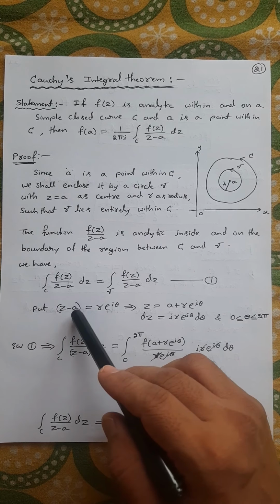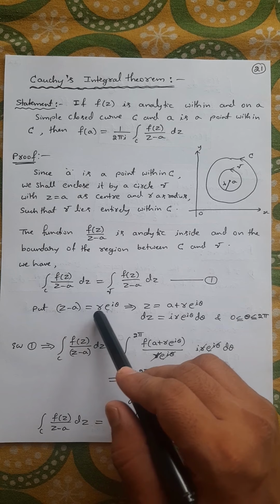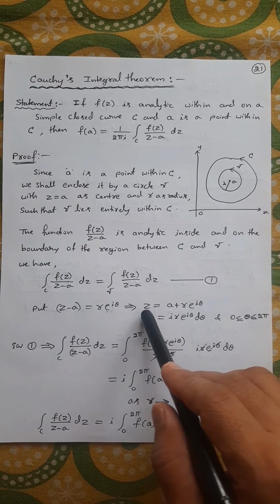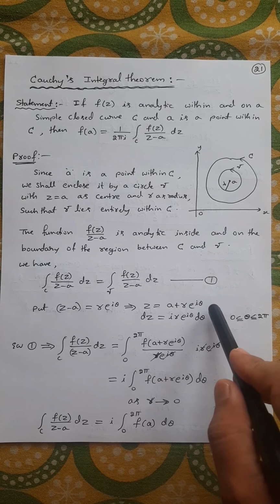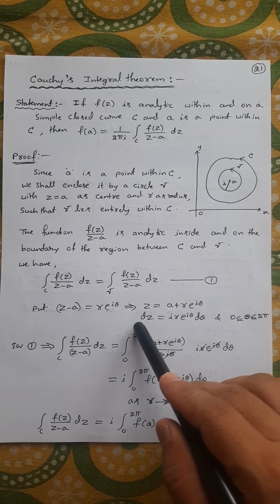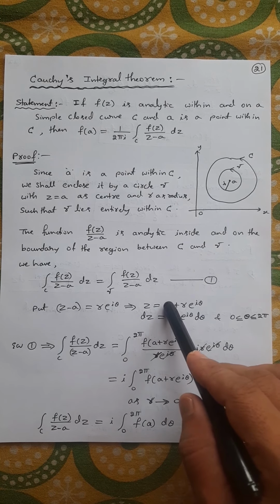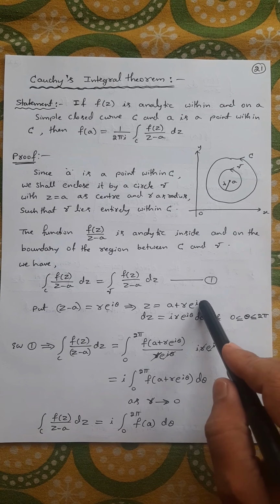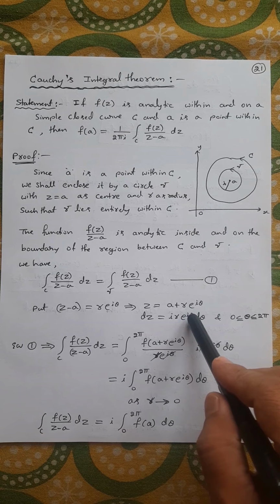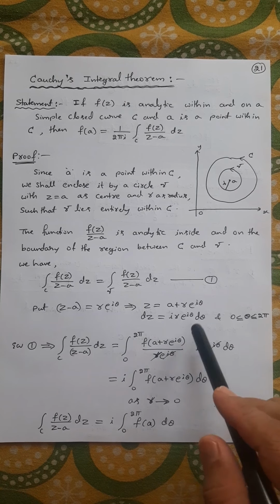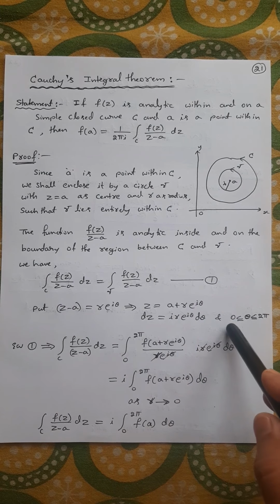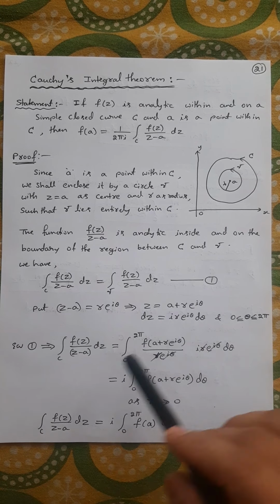Now put the equation of the circle. Put z minus a equals r e power i theta. Take this a to the right-hand side: z equals a plus r e power i theta. Now differentiate this. dz equals 0 for the constant, r written as it is, and the differentiation of e power i theta is i into e power i theta d theta. Since this is a circle, theta varies from 0 to 2 pi.